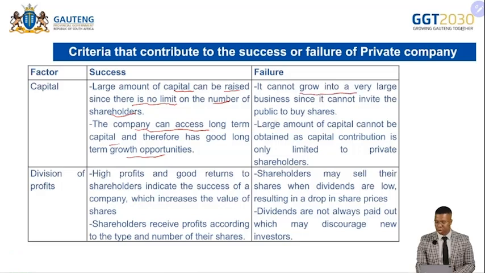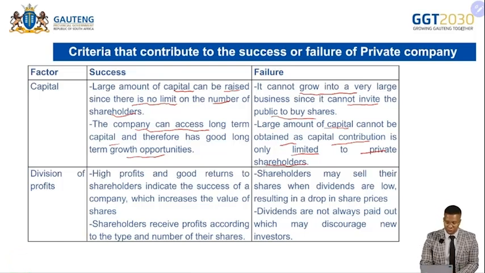It cannot grow into a very large business since it cannot invite the public to buy shares. So this is to say, now the idea that this is a private company and it cannot now attract the general public to come and buy shares. It means it has limited capacity to grow their capital, and then large amounts of capital cannot be obtained as capital contribution is only limited to the private shareholders they have. So that is a failure when it comes to contributing capital. It's a private company, remember, so it means it has private owners.